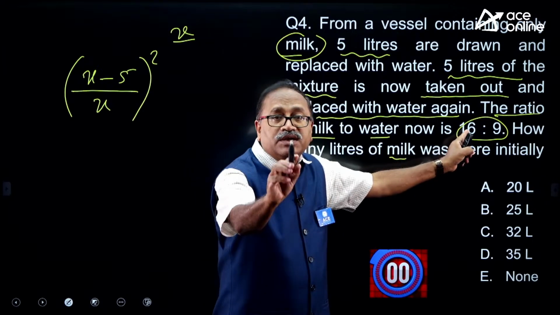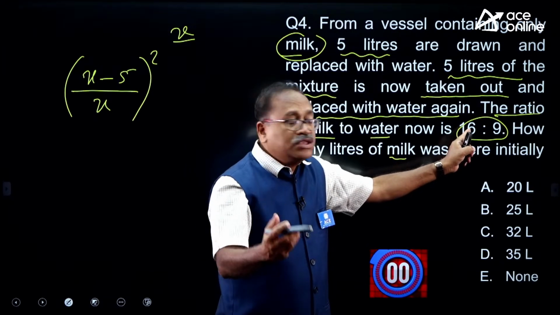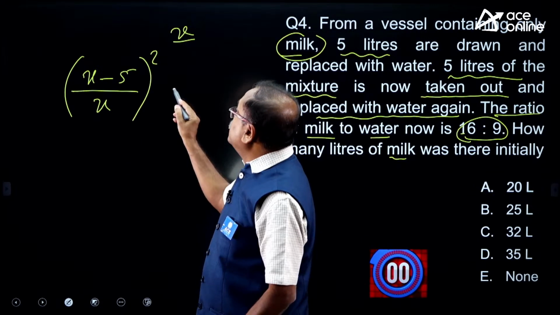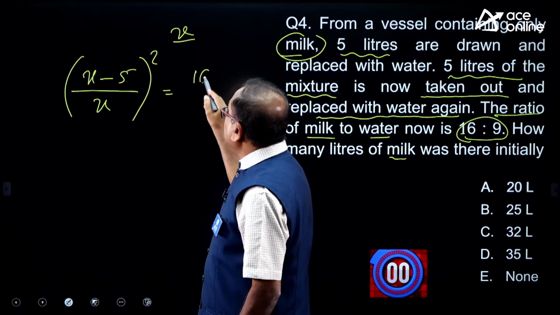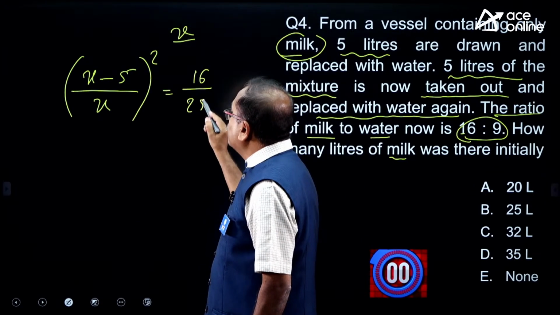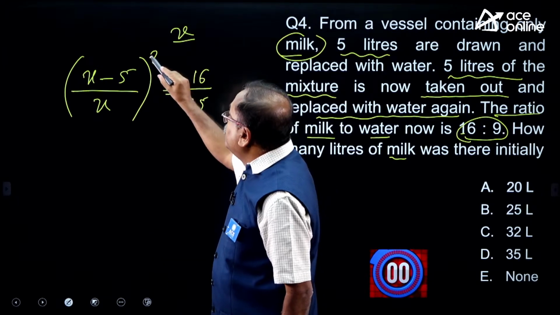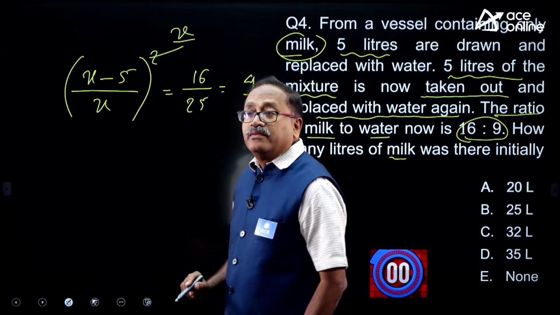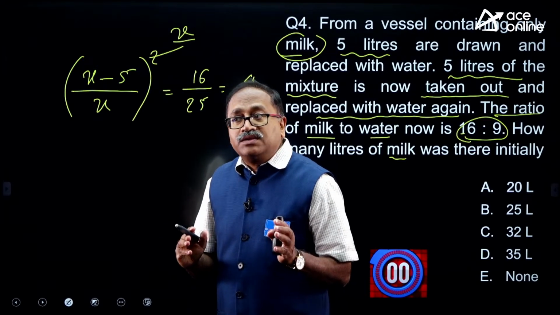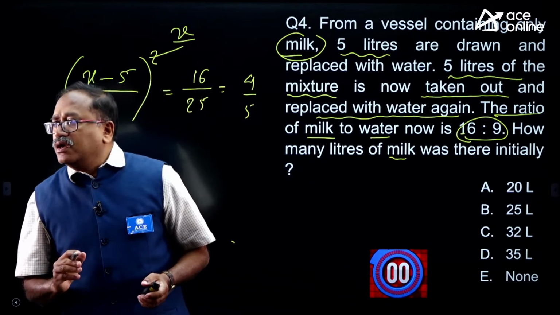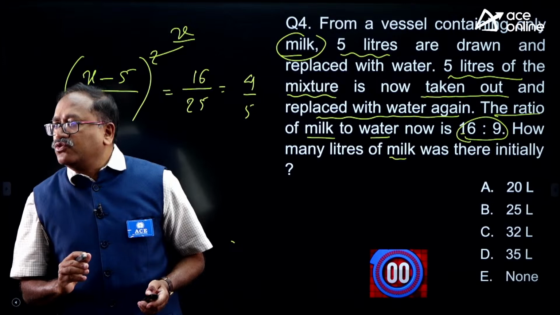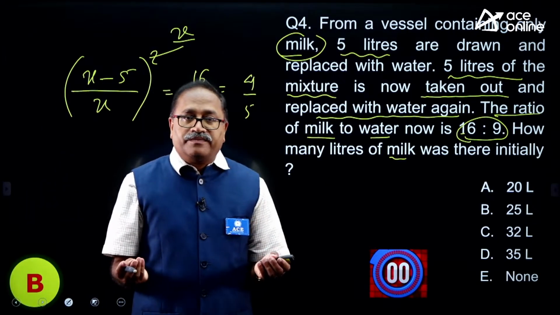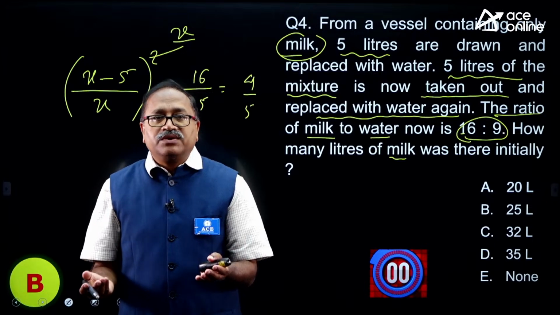Here how much is milk? 16. How much is total? 16 plus 9, 25. So which is equal to 16 by 25. I will remove the square root over here. This becomes 4 by 5. Will you not get the answer here now? Okay, is it option B? And 25, 25. Okay, let me check the answer. Option B, 25. It's a very simple basic question.